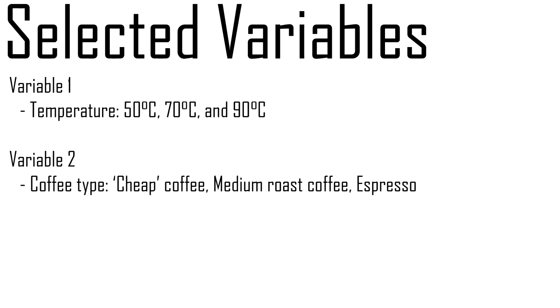Our group selected temperature as the first variable to test, with 3 different temperatures being used: 50 degrees Celsius, 70 degrees Celsius, and 90 degrees Celsius. For the second variable, our group decided to do coffee type, using cheap coffee, medium roast coffee, and finally espresso.